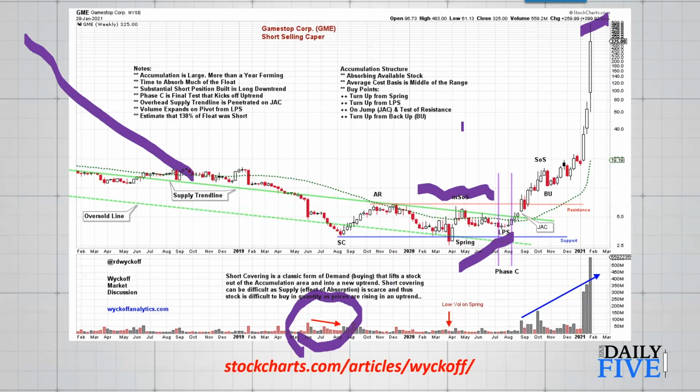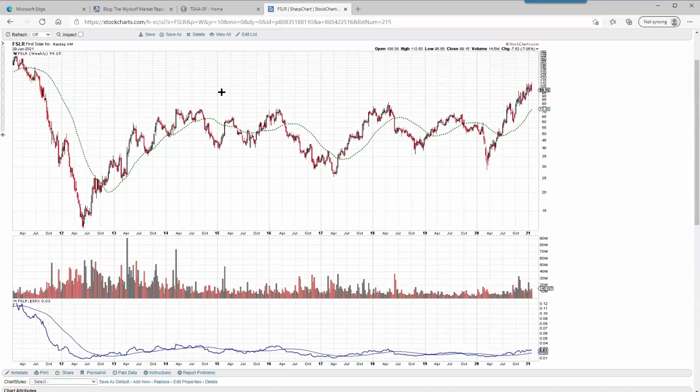Okay, so let's look at some more stocks here from the perspective of accumulation. By the way, I have a blog coming out probably today actually that is going to cover more on the issue of GameStop and the dynamics of accumulation and how it affects the short sellers and short covering and so on. Here is First Solar weekly chart.